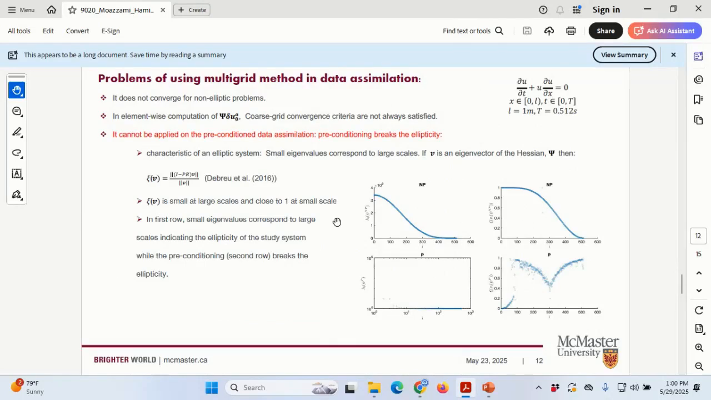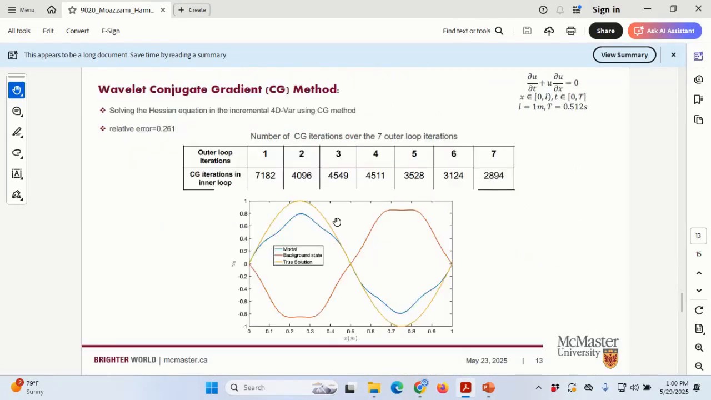So we cannot do preconditioning, and it is an important limitation in multigrid. We have to be careful, although it's very fast. In the cases where multigrid does not work, we can solve this problem with conjugate gradient, of course, but when the condition number is high, like in this problem, the number of iterations in the inner loop is high, as we see here.